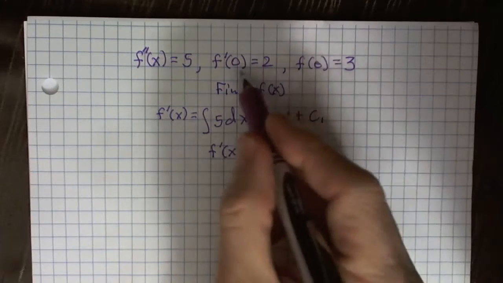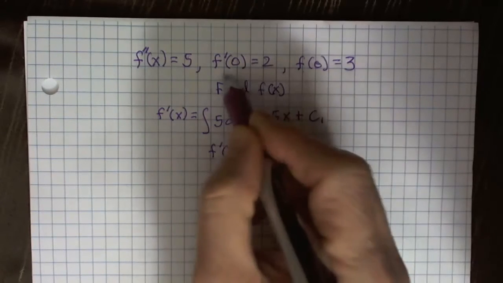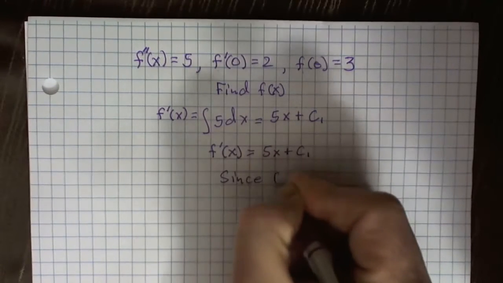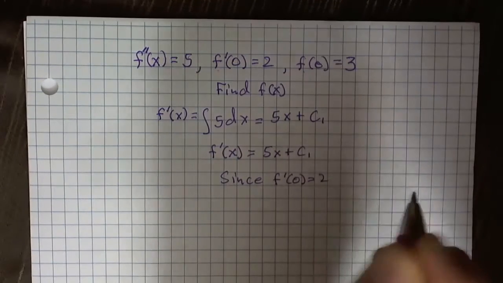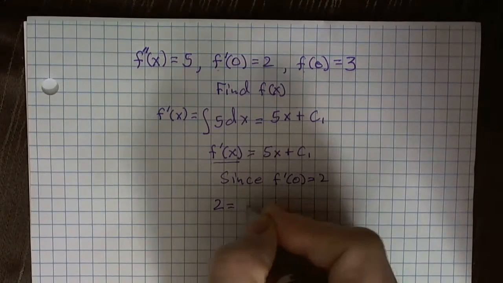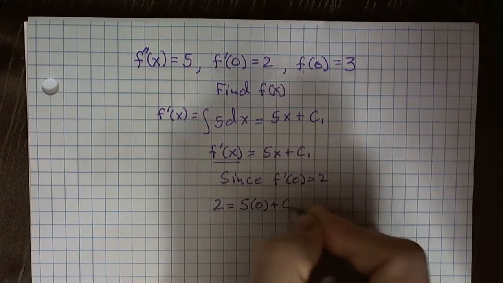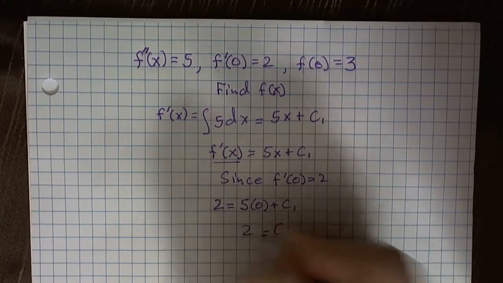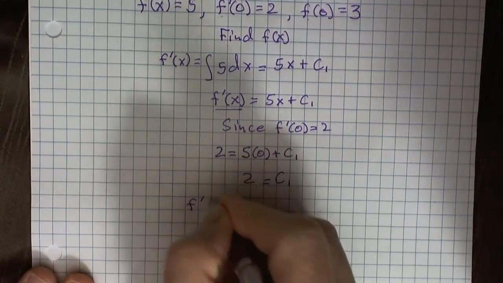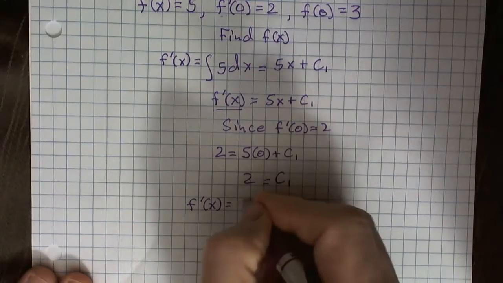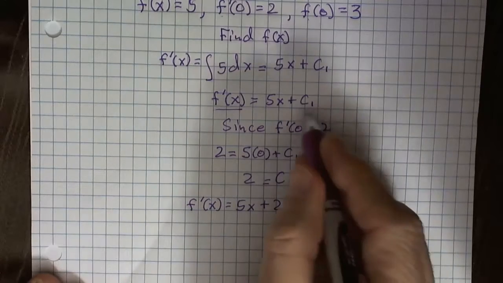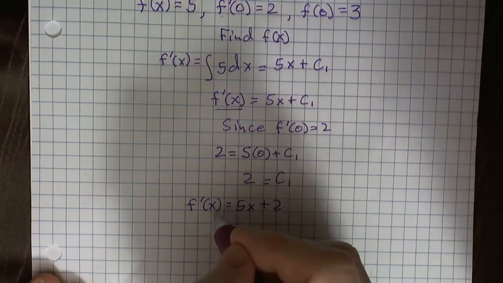And what I want to do now is find the constant. Well, I was told that f prime of 0 is 2. So since f prime of 0 is equal to 2, I know that I can put a 2 here and a 0 in for x. And I get that c1 is equal to 2. Well, now that I've done that, I have f prime of x is equal to 5x plus 2, because that's c1. Now, I'm ready to go back another step.